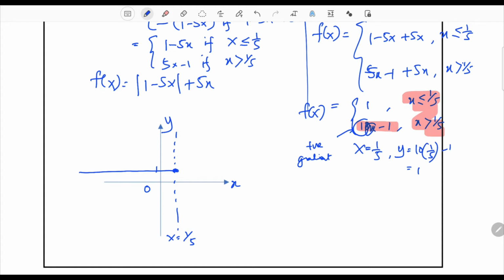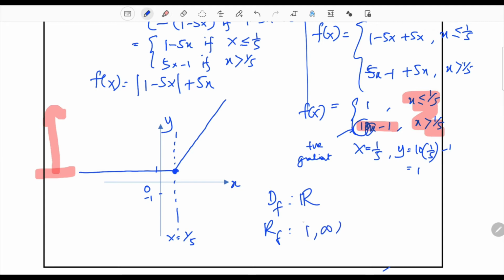When x is 0, f(x) is negative 1. So this is negative 1, and it will be something like this. We only want the right side of 1 over 5. Okay, that's the graph. So what is the domain? Domain of f will be the real numbers. Range of f will be from here and above, so that will be 1 to infinity. Include 1, so that will be half open.